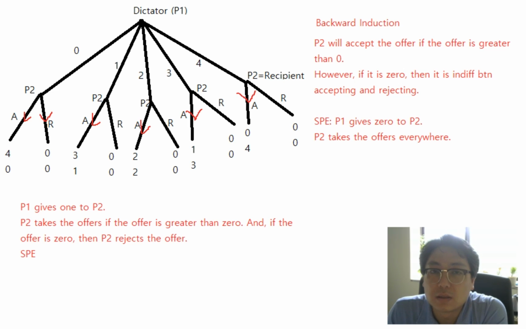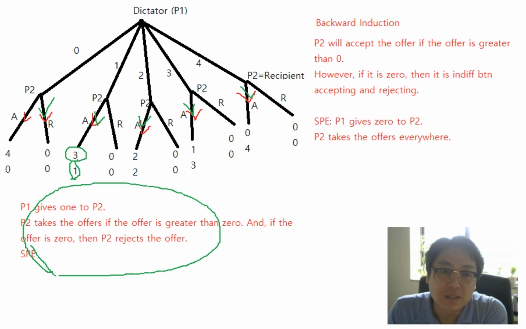Player 2 is playing like this, accepting when it's positive. However, when it's 0, then player 2 is rejecting. Then if player 1 tries to give 0 to player 2, player 1 will get 0. So it has an incentive to increase to 1. Then player 1 can get 3 and player 2 can get 1. So this is one SPE.